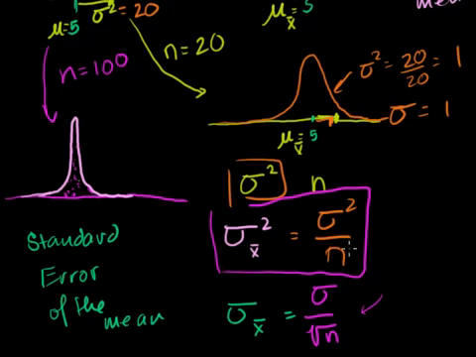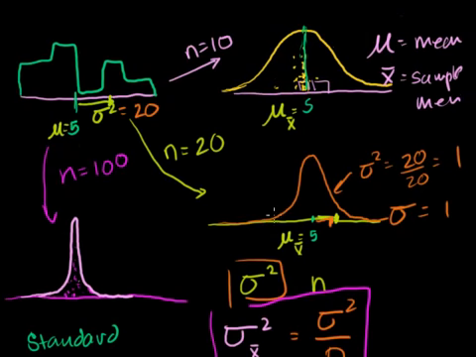Oh, and if I want the standard deviation, I just take the square roots of both sides, and I get this formula. So here, when n is 20, the standard deviation of the sampling distribution of the sample mean is going to be 1. Here, when n is 100, our variance of the sample mean is going to be equal to 20, this guy's variance, divided by n. So n is 100, so it equals 1/5.